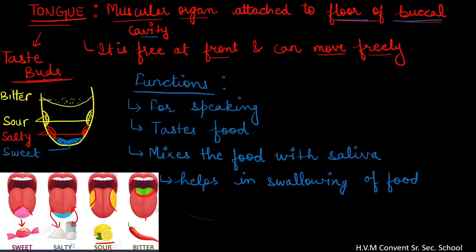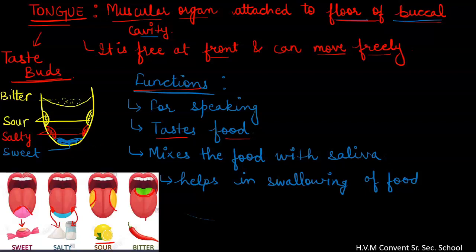So there are the different taste buds present on our tongue, right? Based on this, let us talk about the functions of our tongue. Firstly, our tongue helps us in speaking. And then, due to the presence of these taste buds, it helps in the tasting of food.